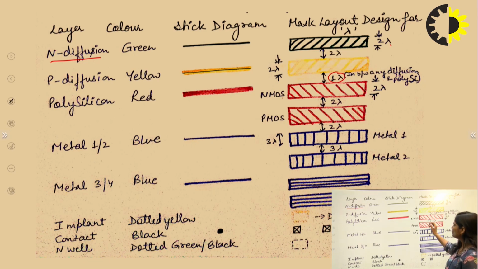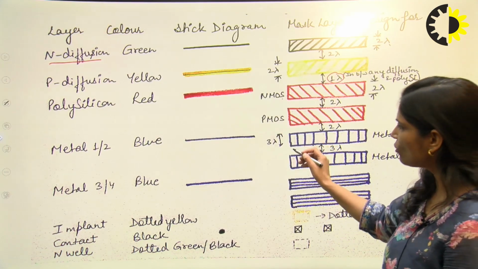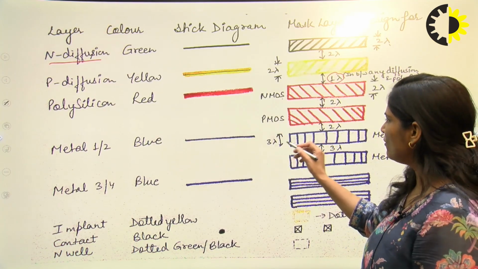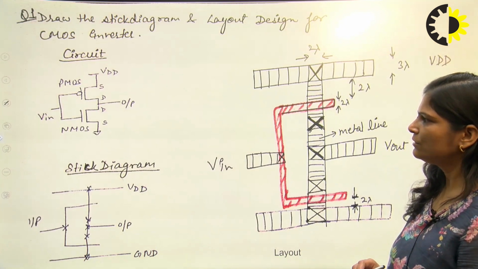Now here, between NMOS and PMOS, there is a distance of 2 lambda. If we are taking a distance on PMOS and metal lines, we have to take 2 lambda. The width of VDD and ground is 3 lambda. So this is the description of how we can draw a layout. It is very easy.